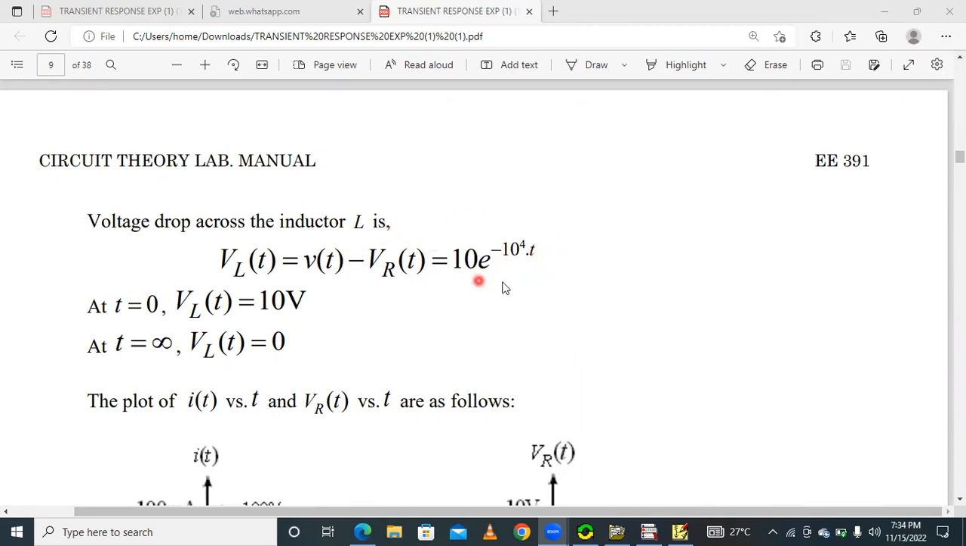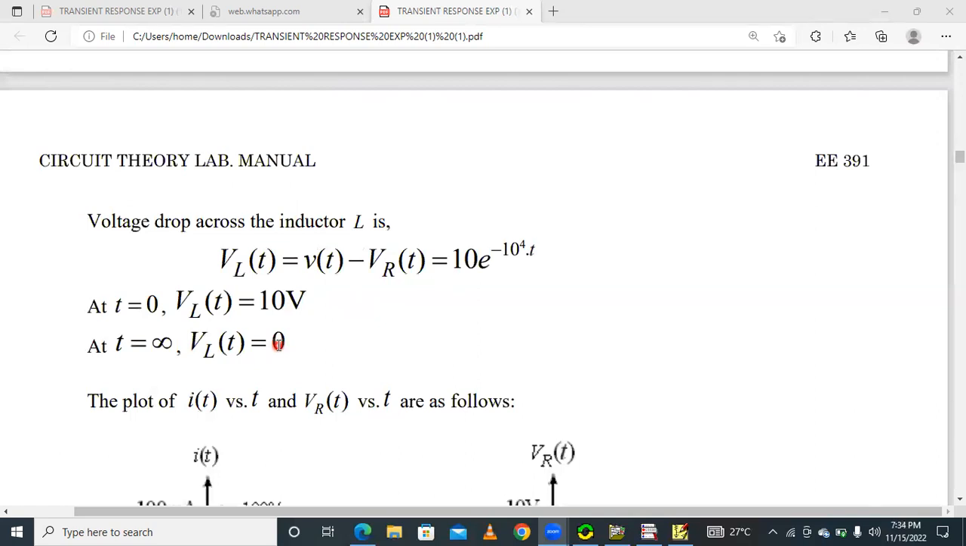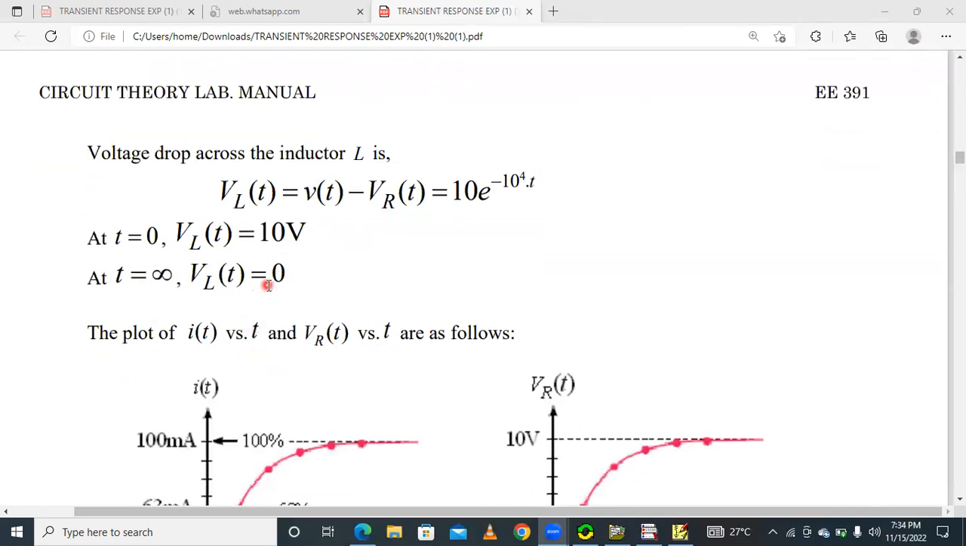Only this expression. Okay, by substituting t equal to 0 in this expression, VL of t is equal to 10 volts, since e power 0 is 1. Similarly, substituting t equal to infinity, VL of t is equal to 0. So the voltage across the inductor under steady state condition is 0, because under steady state condition the inductor acts as a short circuit, and during short circuit condition the voltage is 0.